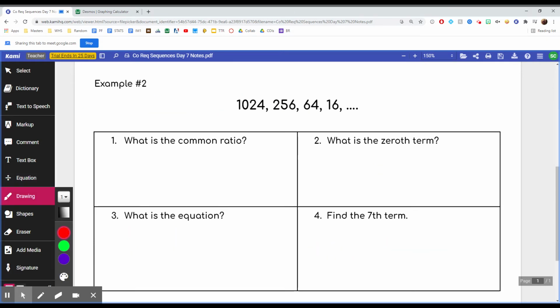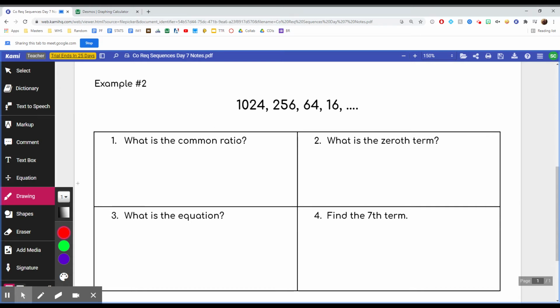And here we have example number 2. And example number 2, now our sequence is 1024 for the first term. The second term is 256. The third term is 64. And the fourth term is 16. Okay, so if you notice, the numbers are decreasing significantly, which tells me that I'm actually dividing. So I'm dividing each term to find the other.